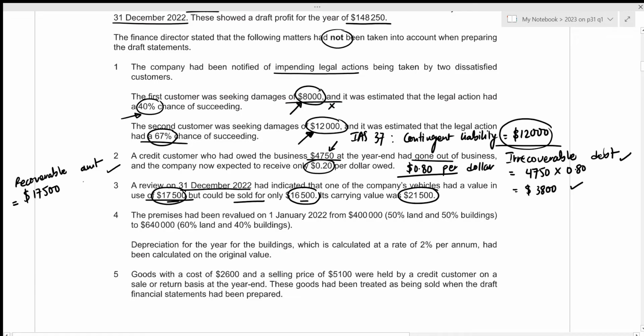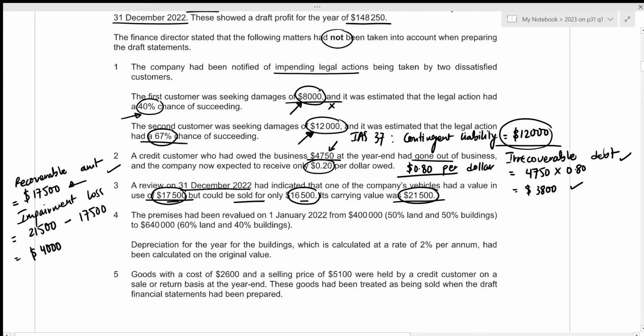We can see that the amount we can recover by selling this asset is 17,500, but the amount at which we are recording this asset is 21,500, which is higher than the recoverable amount, which means that there will be an impairment loss. So the impairment loss is just the difference between our carrying value and the recoverable amount, but it only occurs where the carrying value is greater than the recoverable amount. So that will be 21,500, our carrying value, minus the recoverable amount of 17,500, which results in an impairment loss of 4,000.